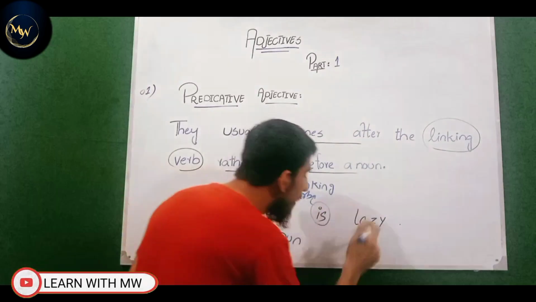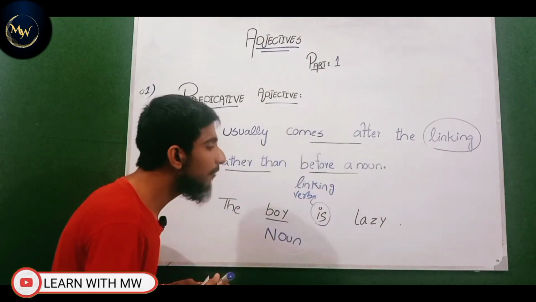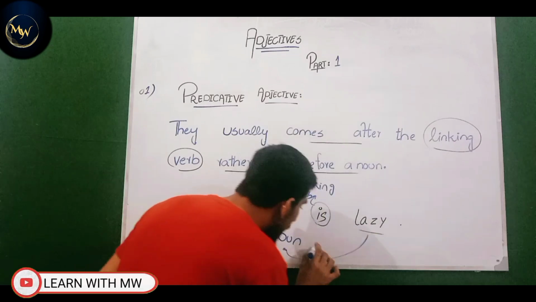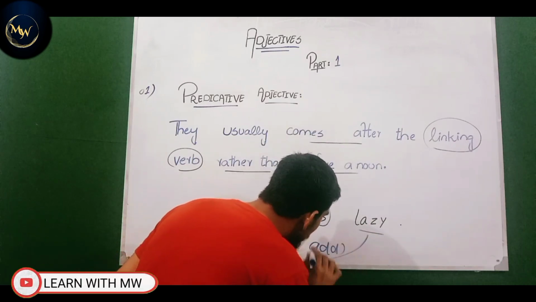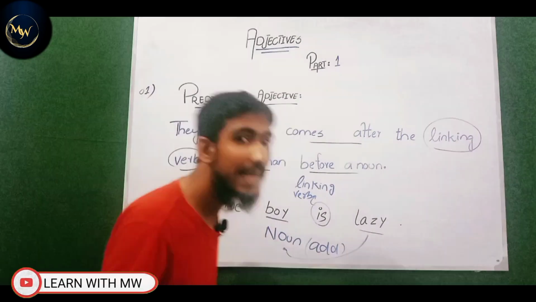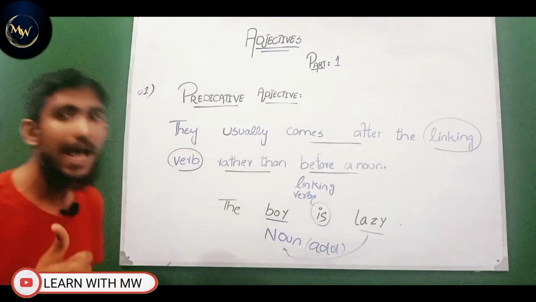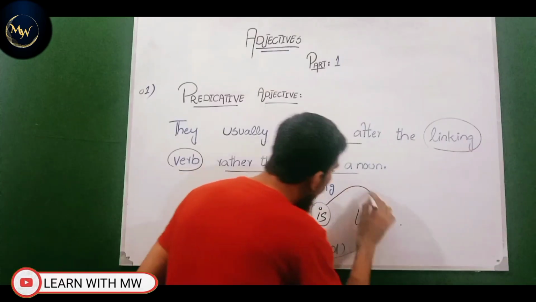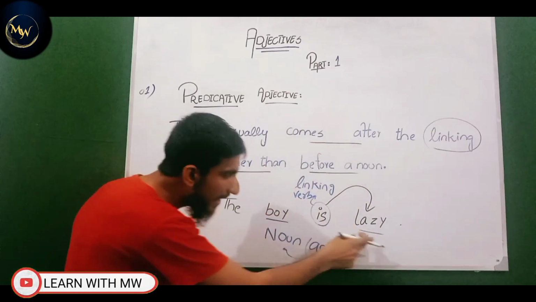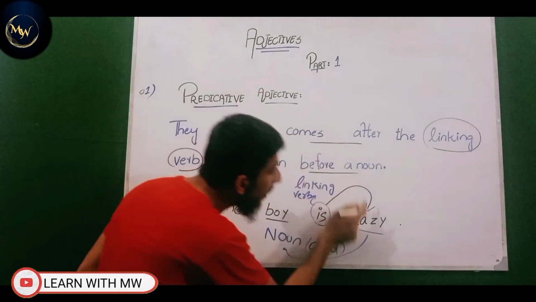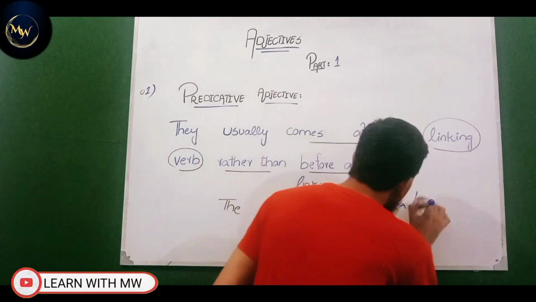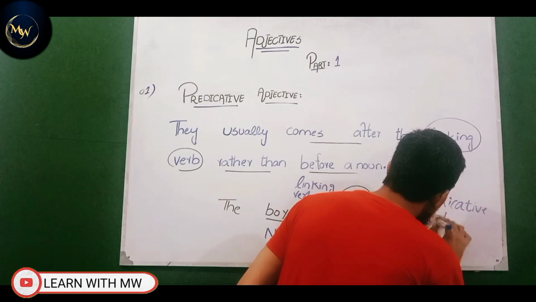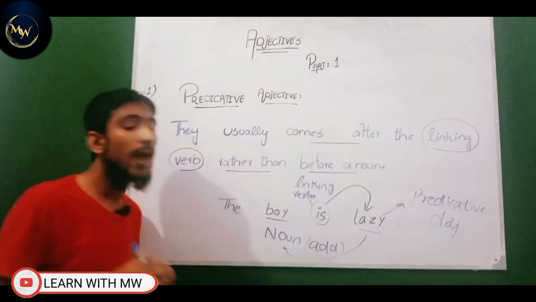So look at the boy is lazy. Boy is a noun, is is a linking verb. What does lazy add? Lazy basically adds meaning to the noun boy. That's why lazy is an adjective, but it's a very special kind of adjective. Why the special kind? Because this adjective lazy comes after the linking verb. That's why lazy is basically a predicative adjective.